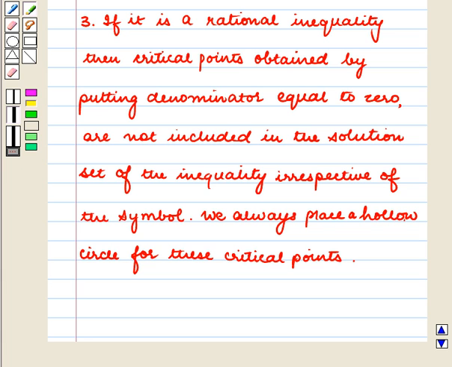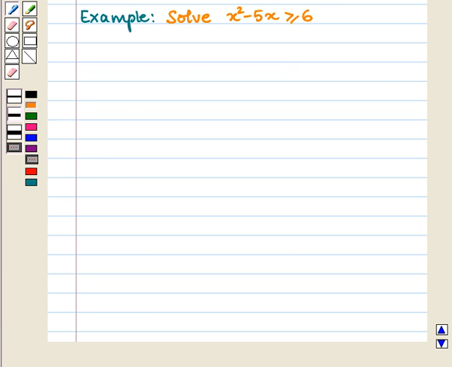The third and the most important point is, if it is a rational inequality, then critical points obtained by putting the denominator equal to 0 are not included in the solution set of the inequality, irrespective of the symbol. We always place a hollow circle for these critical points. Let us consider the following example. Solve x squared minus 5x greater than or equal to 6.